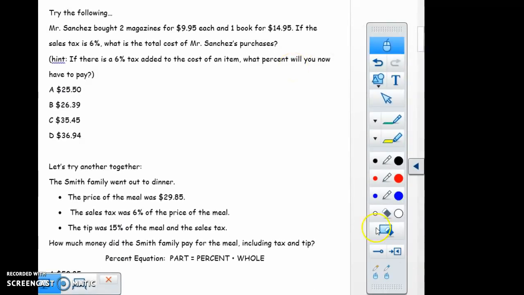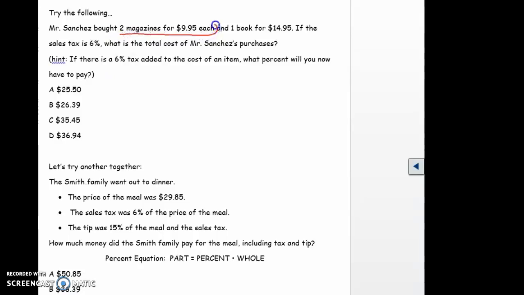Okay, when we look at this problem, it says Mr. Sanchez bought 2 magazines for $9.95 each. That's key. The 2 magazines didn't come to $9.95, they were each $9.95. He also bought a book for $14.95. The sales tax is 6%. What's the total cost of Mr. Sanchez's purchases? Before we can do this, we have to find out what his total was.